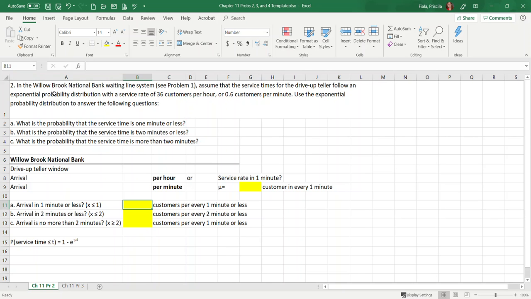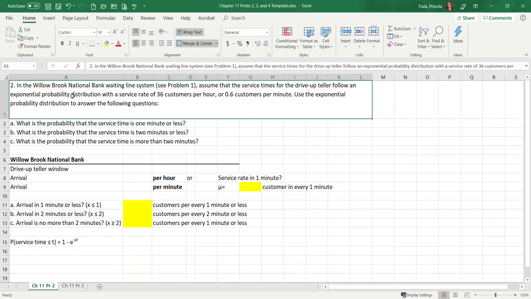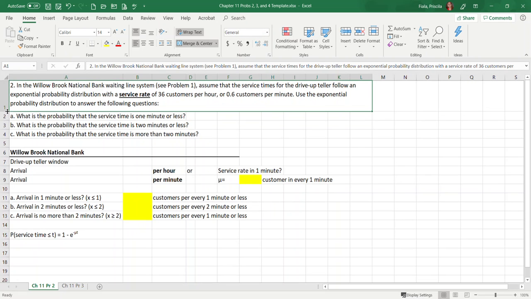So let's go ahead, and problem 2 is just using the same information from problem 1, but saying now that in the Willybrook National Bank waiting line system, see problem 1, assume that the service times for the drive-up teller follow an exponential probability distribution with a service rate. Actually, let me even make this bold right here. With a service rate of 36 customers per hour or 0.6 customers per minute. Use the exponential probability distribution to answer the following questions.